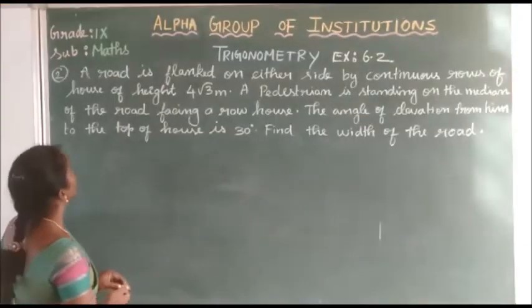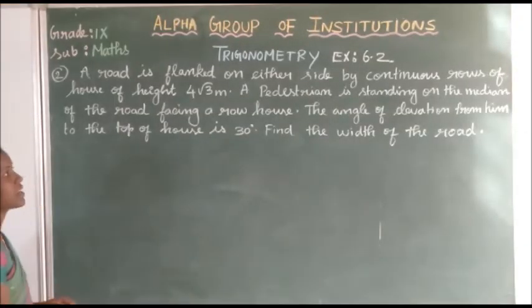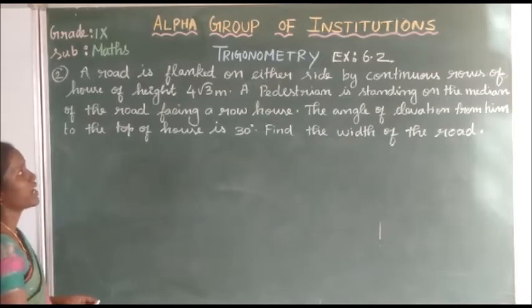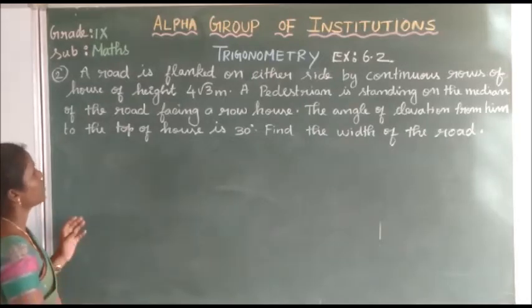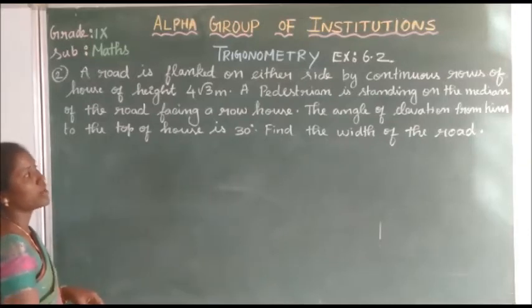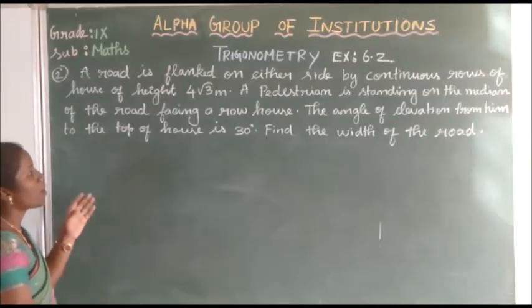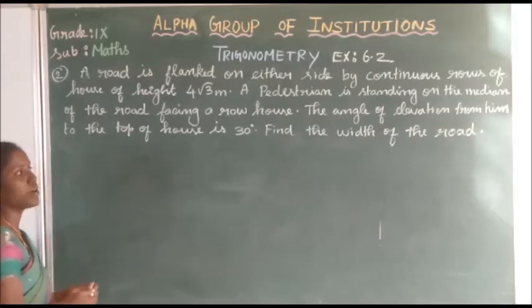See the next question. A road is flanked on either side by continuous rows of houses of height 4√3 meters. A pedestrian is standing on the median of the road facing a row of houses. The angle of elevation from him to the top of the house is 30 degrees. Find the width of the road.